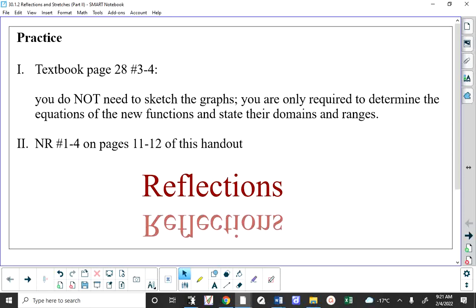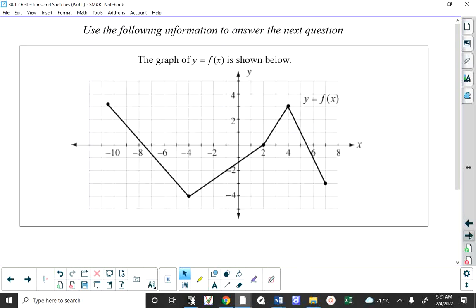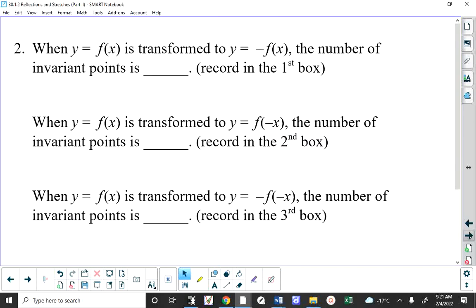Go ahead, Leslie. Go over the third one on number 2. The third one on number 2 in the handout. Yes. I understand. You want to talk about this? Yeah. Okay.